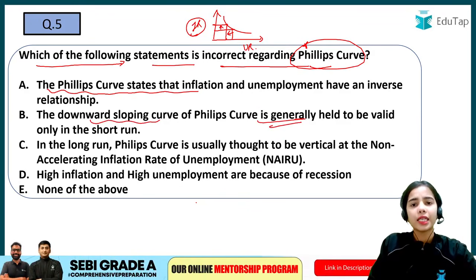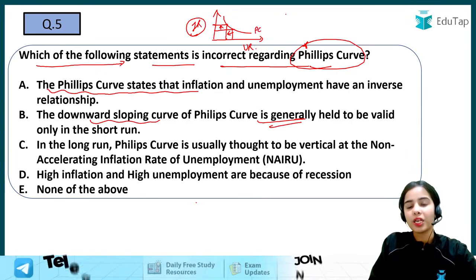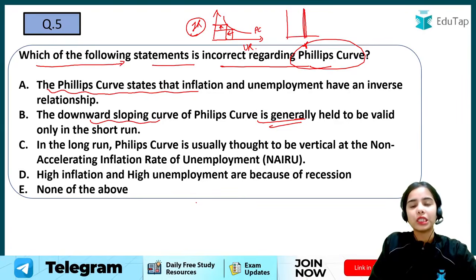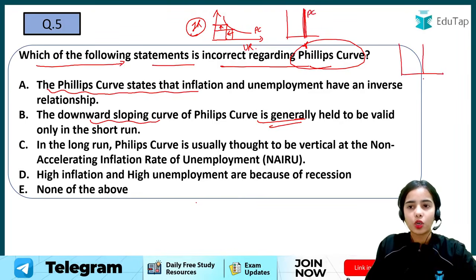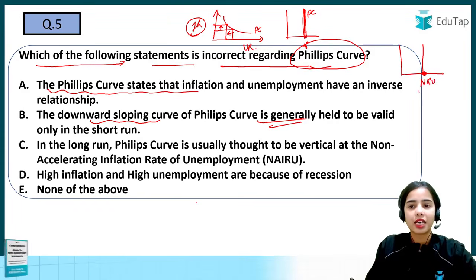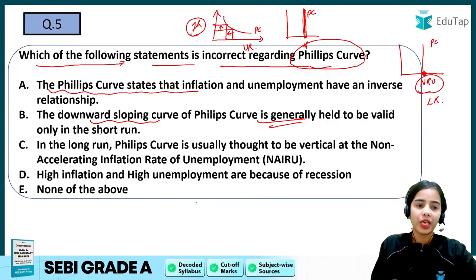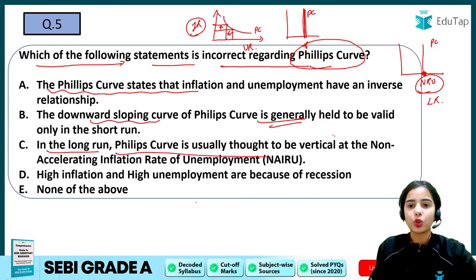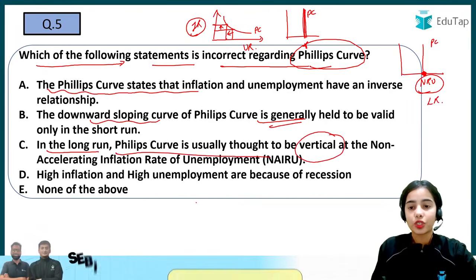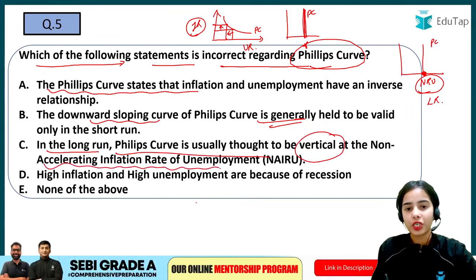Yes, it is stated that the short run Phillips curve is downward sloping, while in the long run we have a vertical Phillips curve. In the long run we have a vertical Phillips curve because it is stated that we have achieved the natural rate of unemployment and the unemployment rate is stuck at this natural rate in the long run, and so the Phillips curve is vertical. So in the long run the Phillips curve is usually thought to be vertical at the non-accelerating inflation rate of unemployment, that is the natural rate of unemployment.